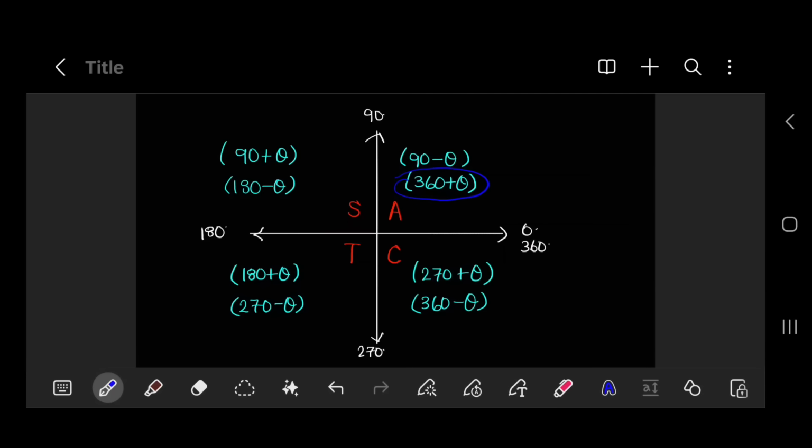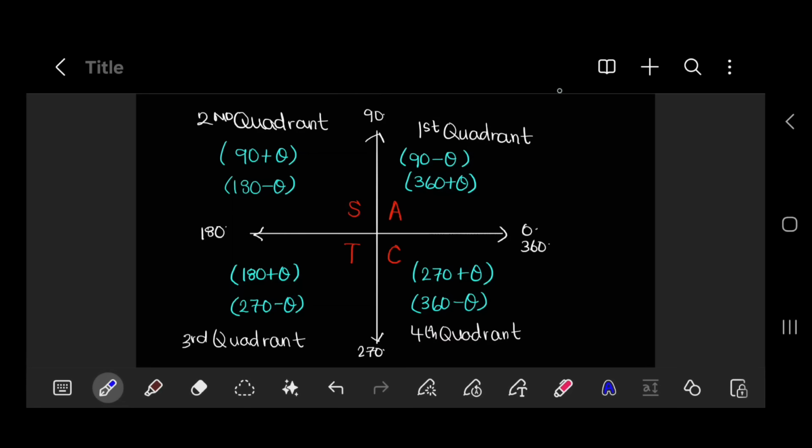180 plus theta. But to understand how this works, we need to understand what the letters CAST stand for. That tells you which trig ratio is positive in which quadrant. Now, in the first quadrant, and I think let's actually label our quadrants. Much better. So in the first quadrant, the A tells you that all trig ratios are positive, meaning that if you have an angle between 0 and 90 degrees, any trig ratio with that angle would give you a positive value.